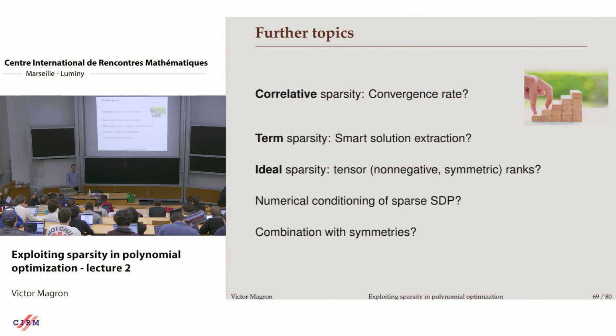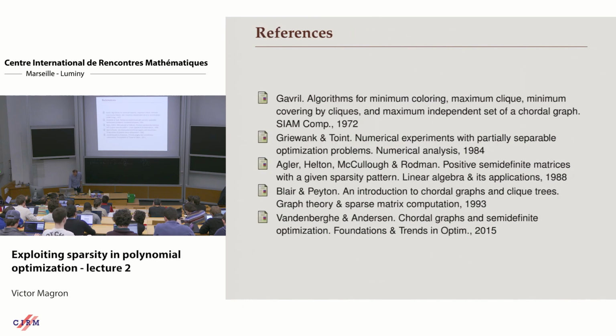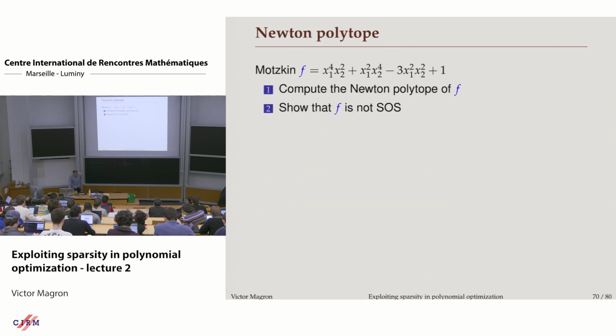And then there are natural questions of combination with other structure exploitation techniques such as symmetries. It's not necessarily clear that the two operations commute, first exploiting sparsity and then symmetries, or the opposite. And of course, as I showed you, there are tons of applications, a lot of work to do.